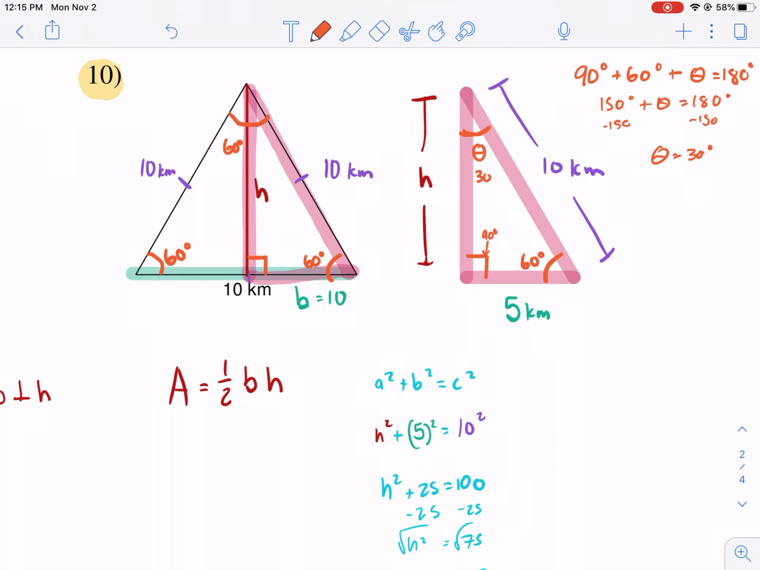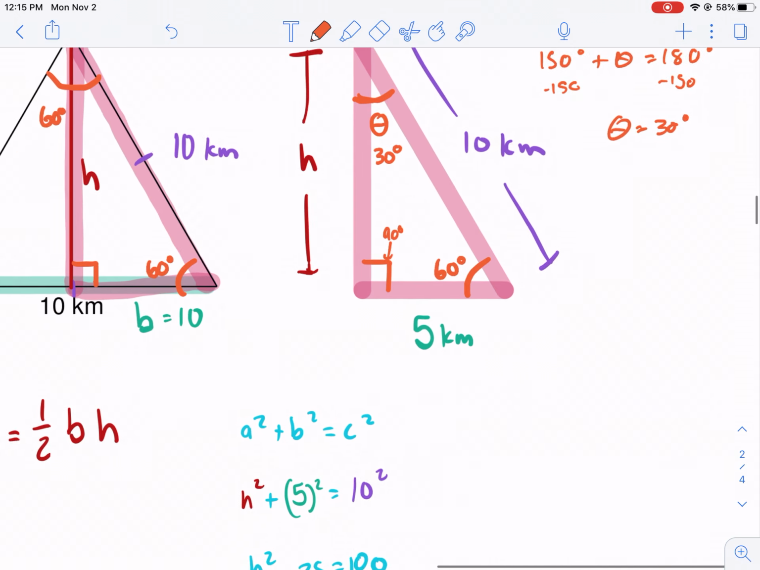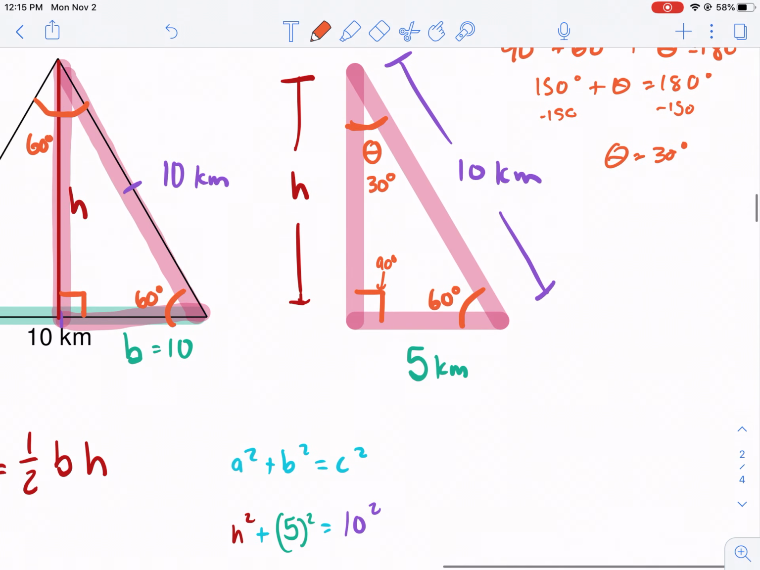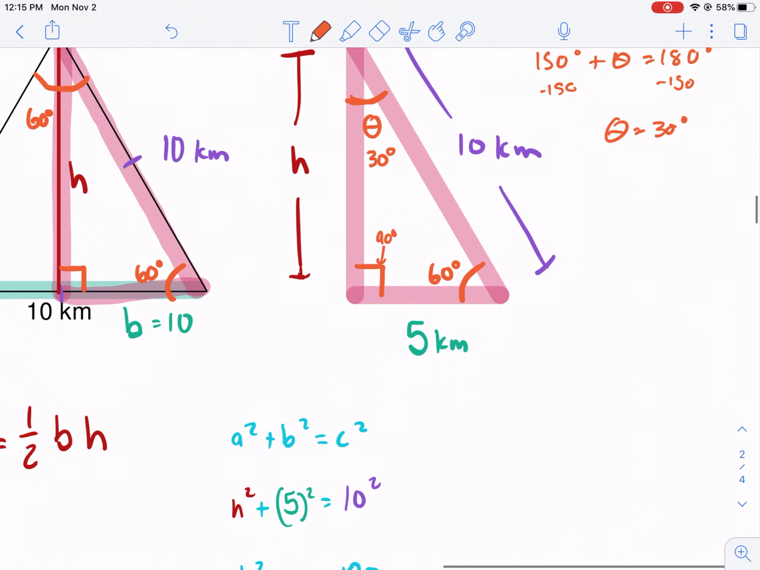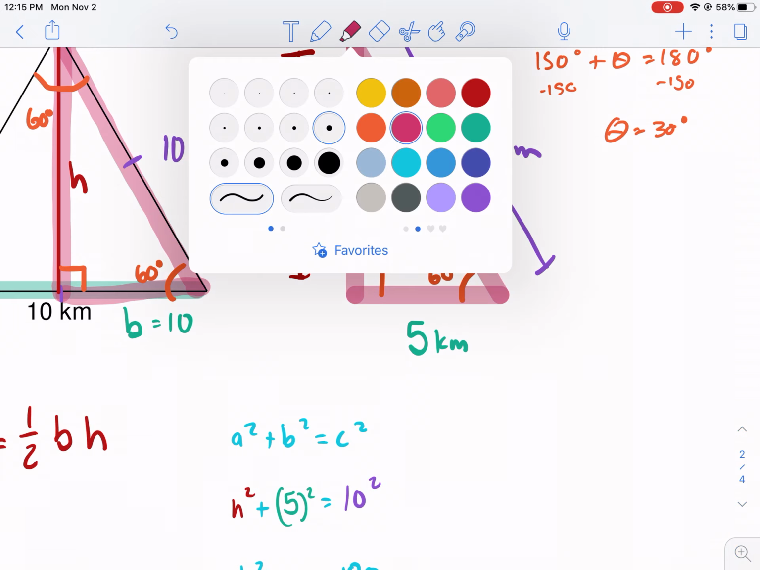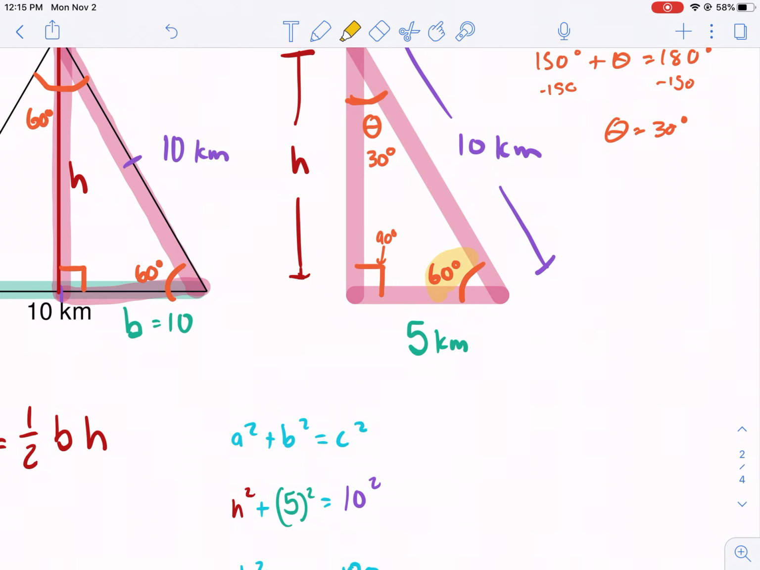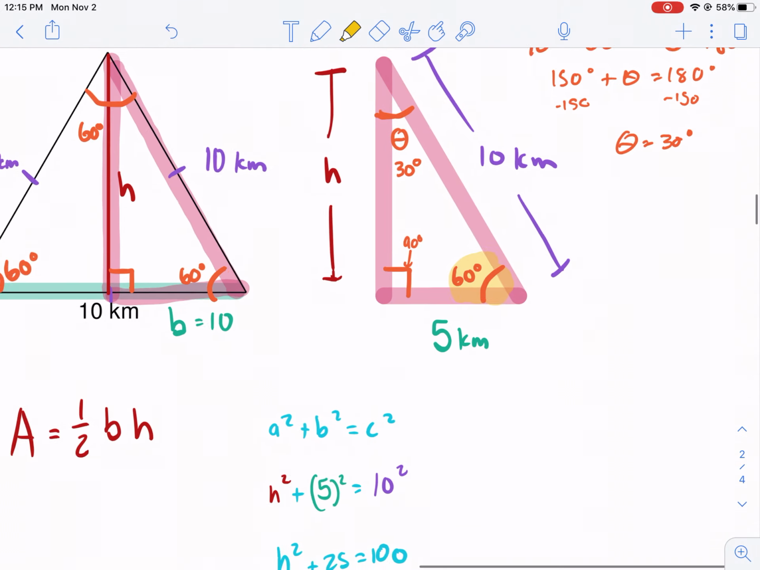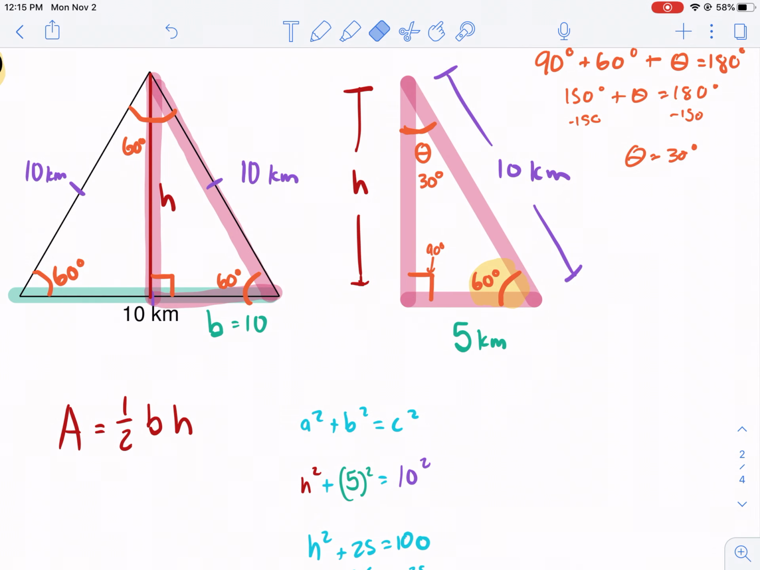Now, we don't even need to find this angle really, but I'm just showing you that if you want to use trigonometry, sometimes having the angles helps. But we can go ahead and just use this angle here, this 60 degrees, okay? Now, when we're using trigonometry, what we can do is, oops, sorry, let me not erase that.